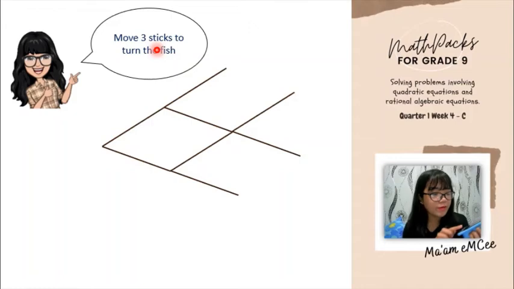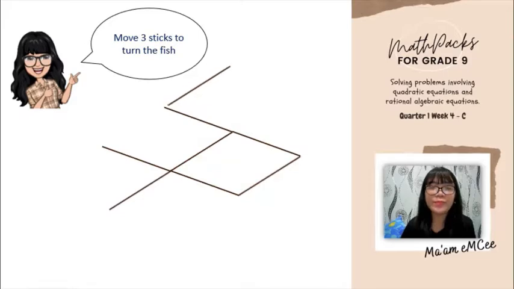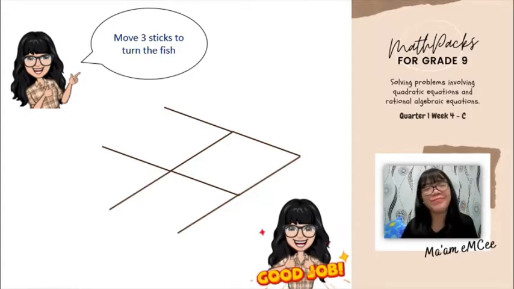Okay, and your time is up. Okay, so how do we do this? Again, we have here a fish and it's facing the left side. We need to turn this fish in such a way that it will be facing the right side, and we only have 3 moves. So let us count. This one is the first move. So 1, 2, 3. So this is now our fish and it's facing the right side. That is how you do it. If you get it right, then good job. Let's proceed to the next one.